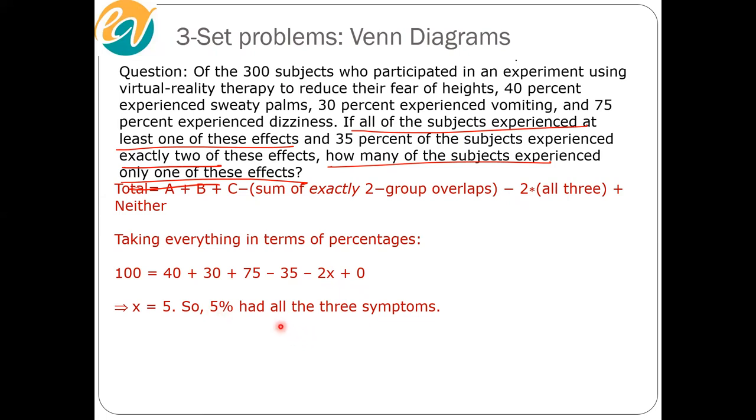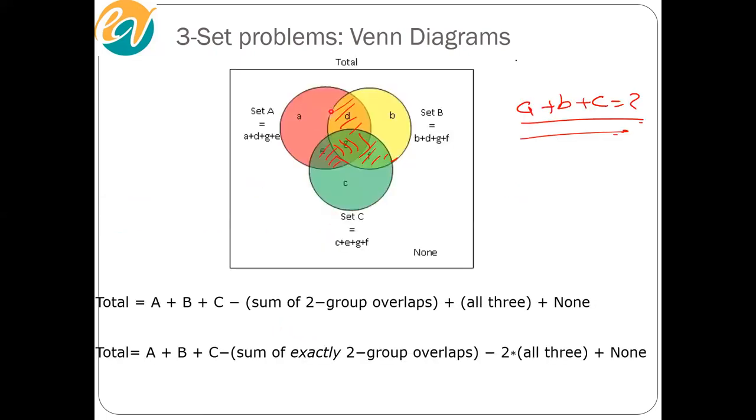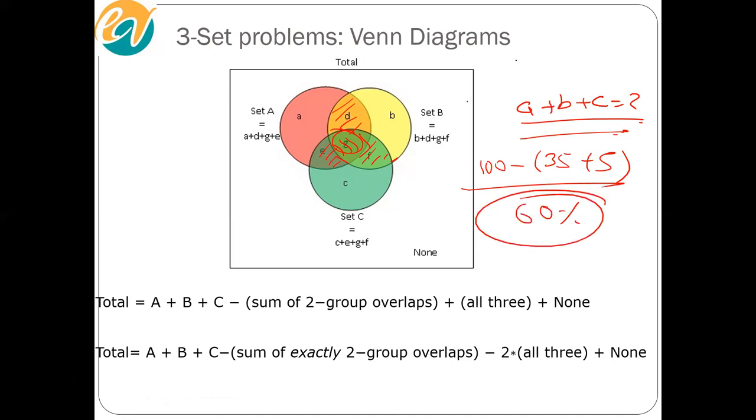Now this is easy. From the entire shaded area, which is basically 100%, what do we subtract? Exactly 2. Does anyone remember how much is exactly 2? 35. Very nice. From the entire shaded area, we first subtract exactly 2, and then we subtract all the 3. We've already found out how much is all the 3: 5. So how much are we left with? 60. So 60% experienced exactly 1.